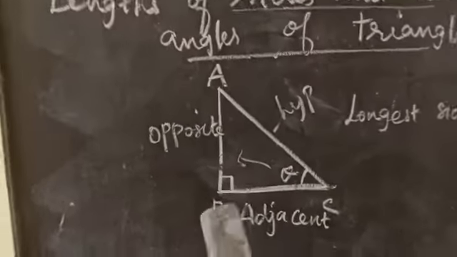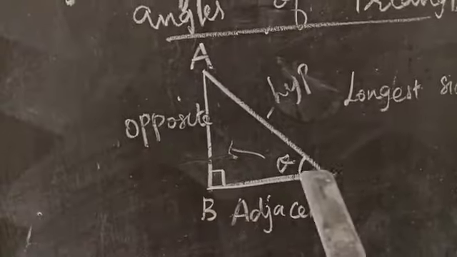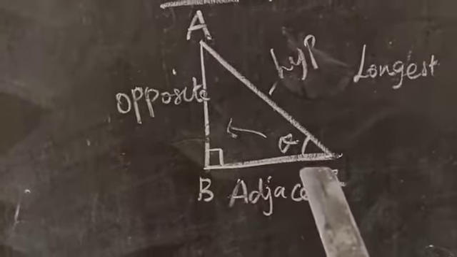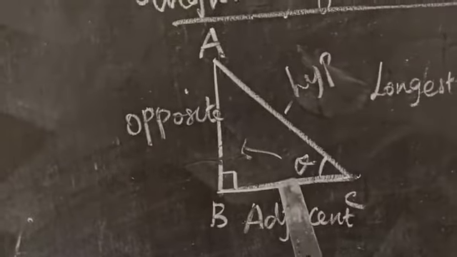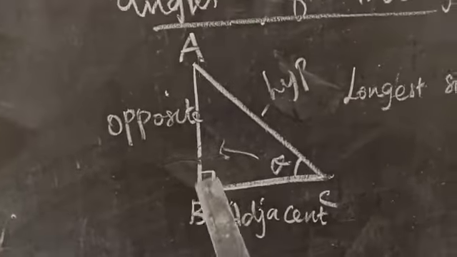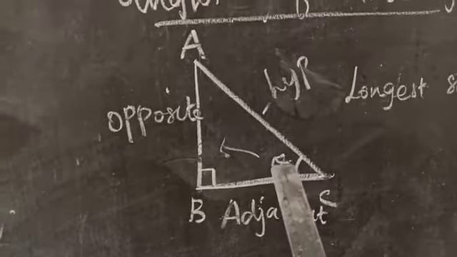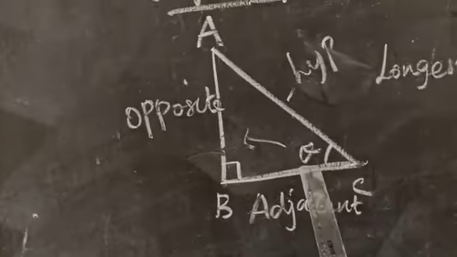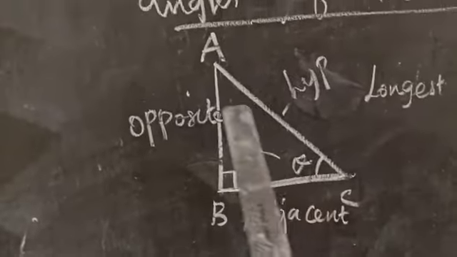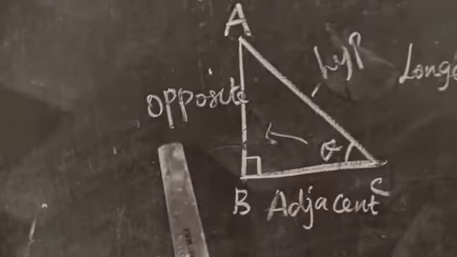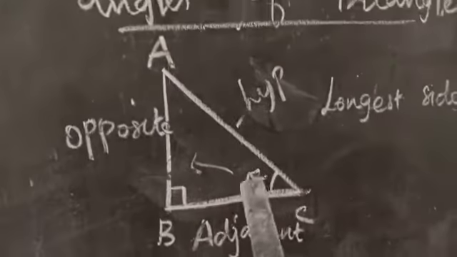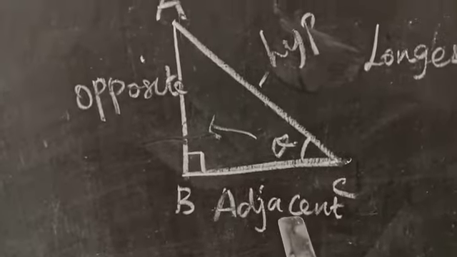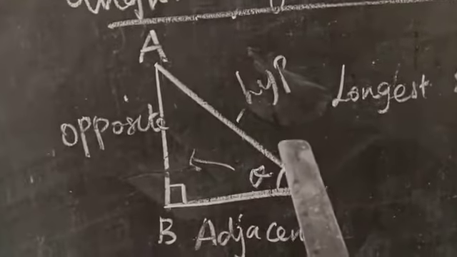Here, the acute angle is denoted by theta. This symbol is called theta. With respect to theta, the opposite side is AB, BC is the adjacent side, and AC is the hypotenuse.